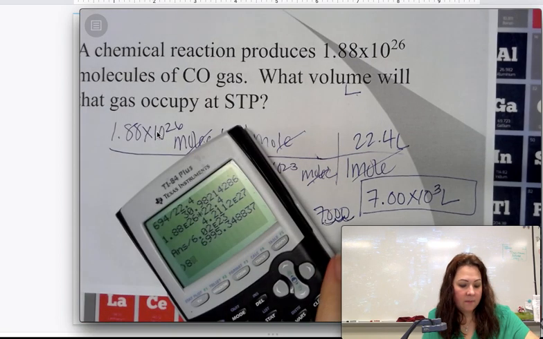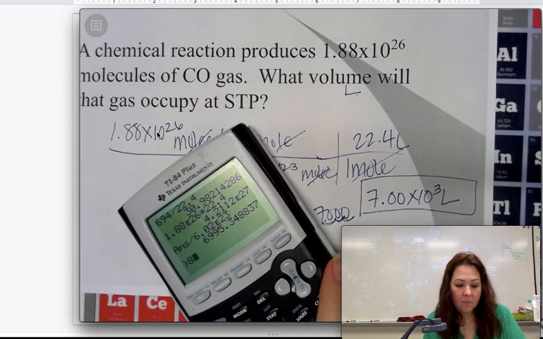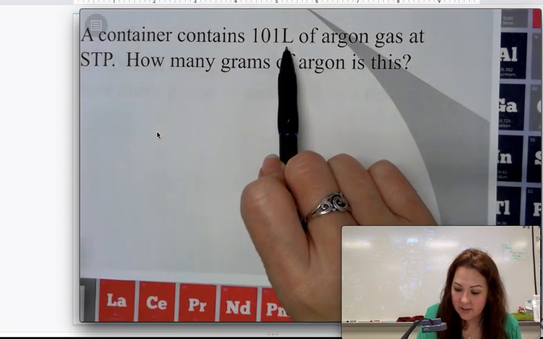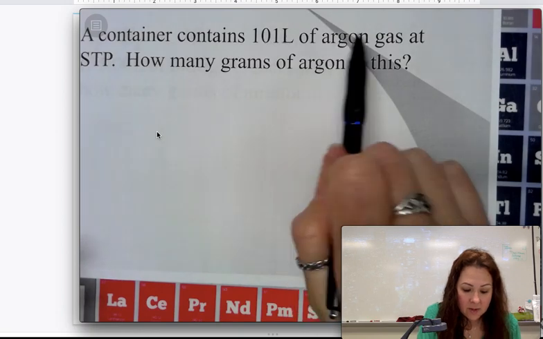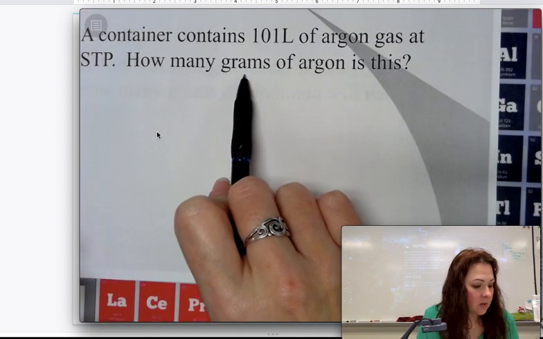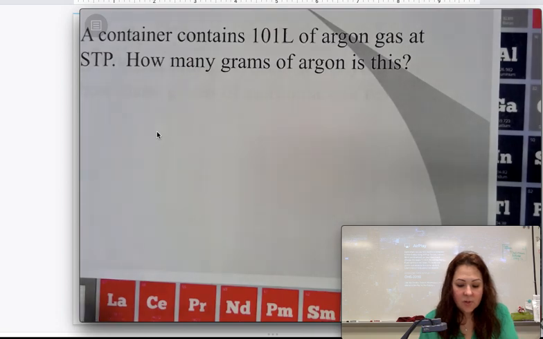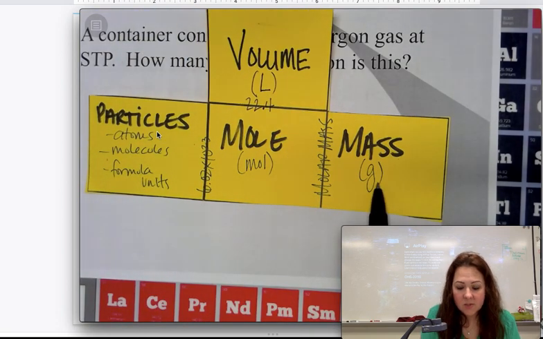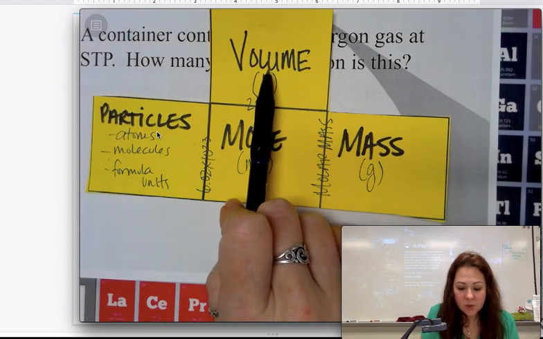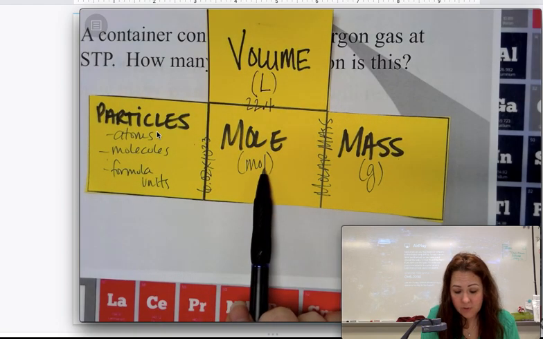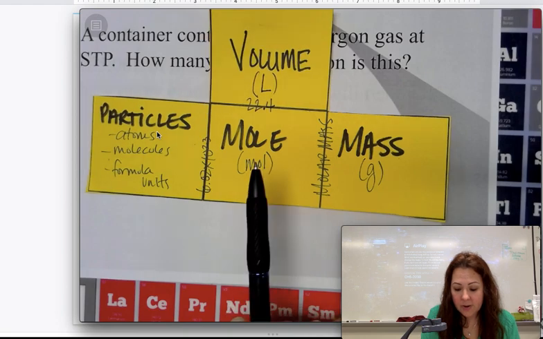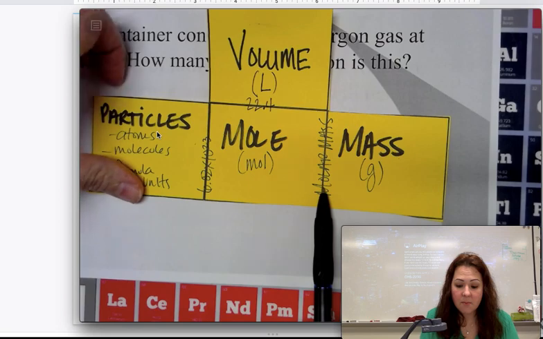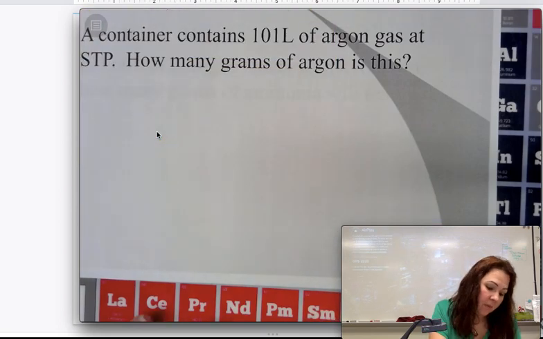And finally, the last example, it says a container contains 101 liters of argon gas at STP. How many grams of argon is this equal to? So on this question, I have liters. I want grams. So I'm going to have to go from liters to moles by using 22.4 first. Moles to grams by using the molar mass. So I'm going to have to look up argon on the periodic table and find that mass.